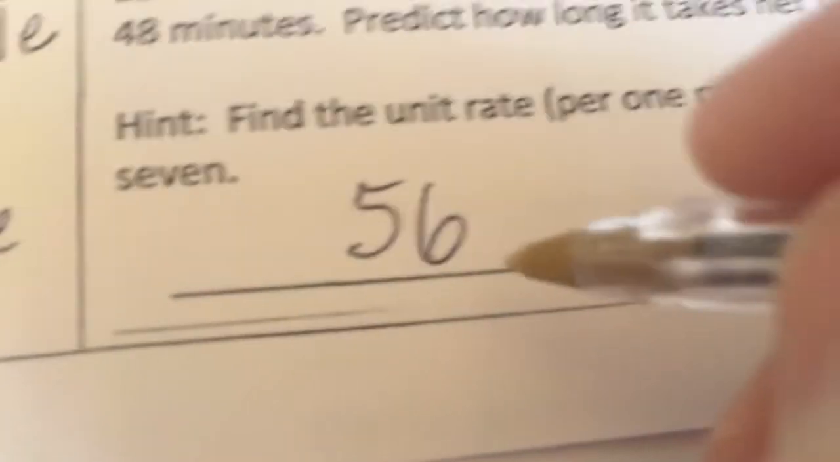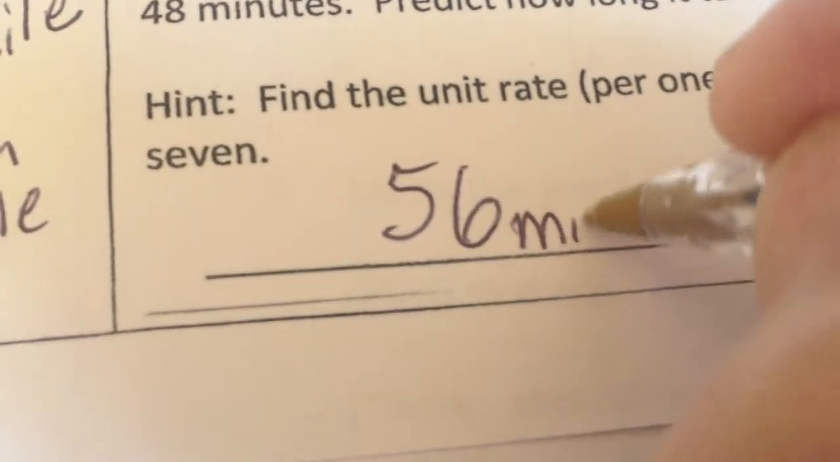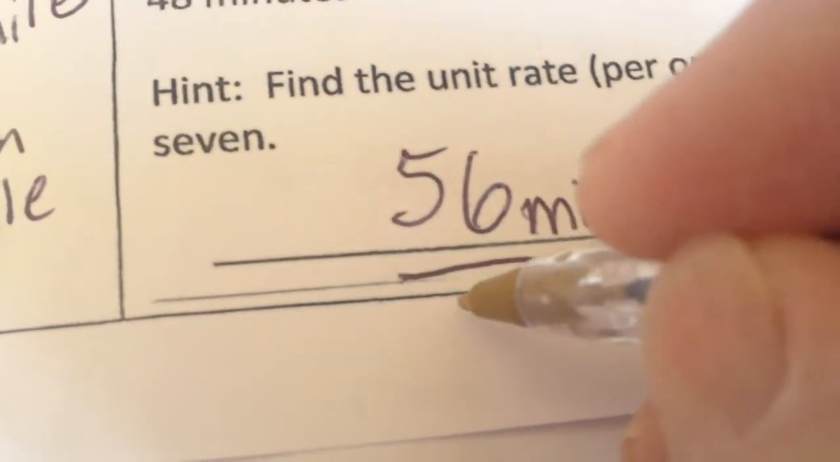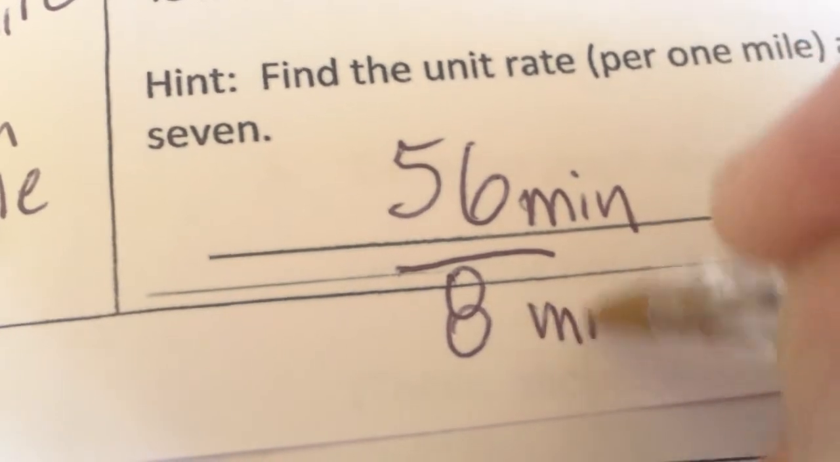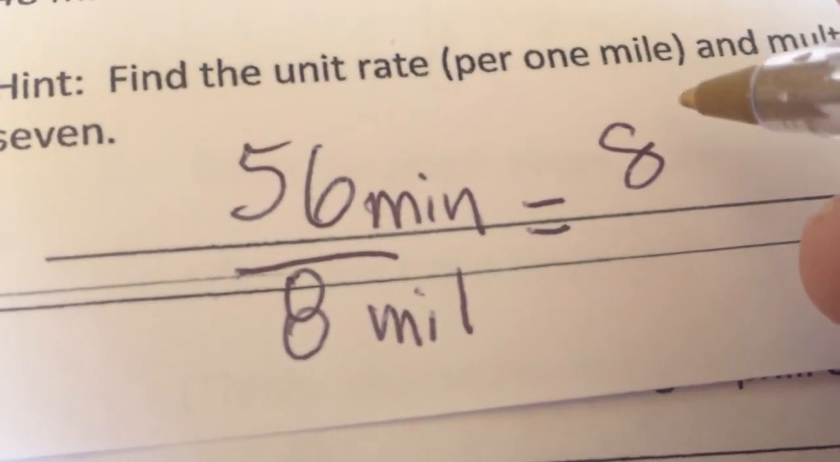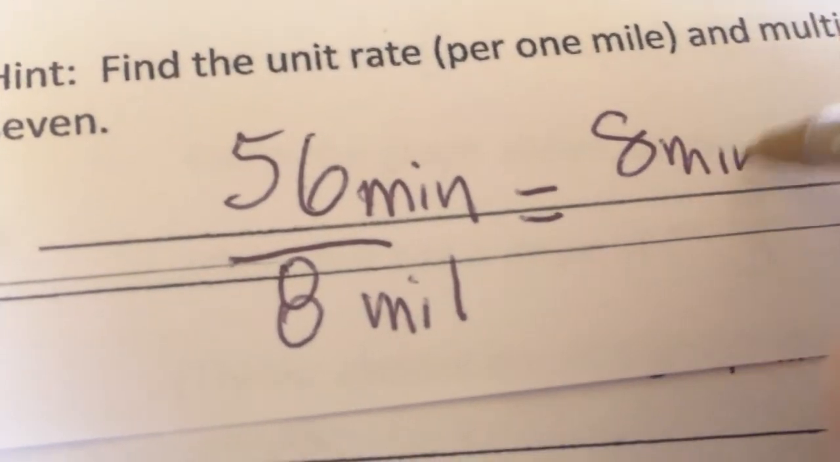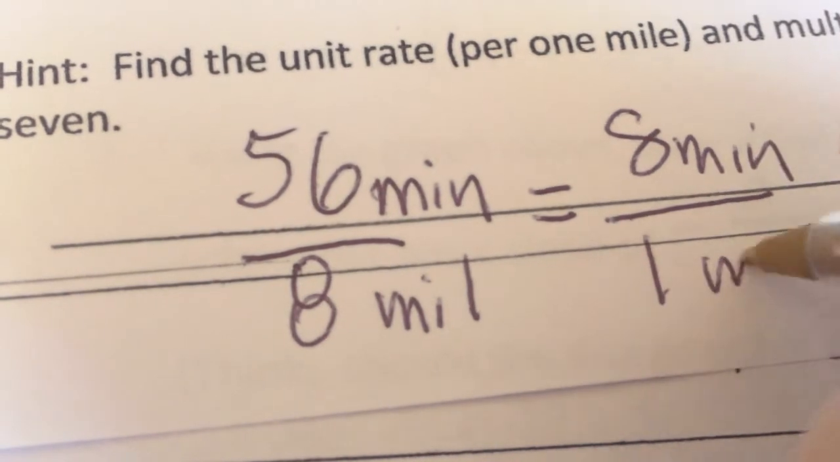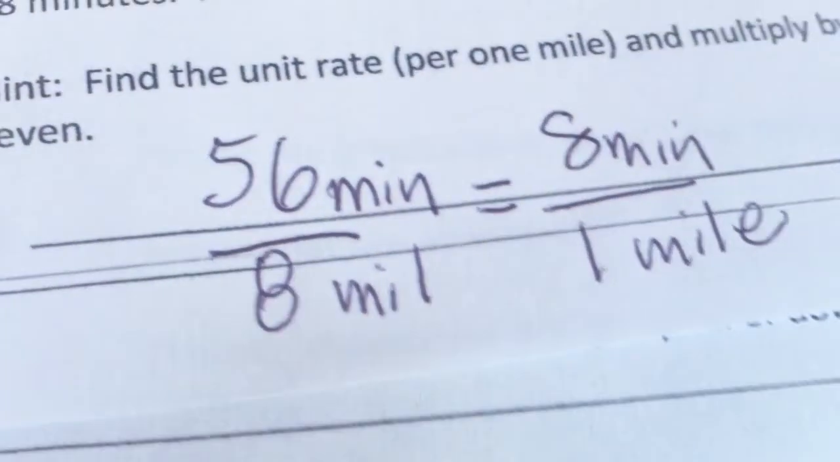It takes her 56 minutes to run 7 miles, and that's equivalent to a unit rate of 8 minutes per 1 mile. Okay, that's it.